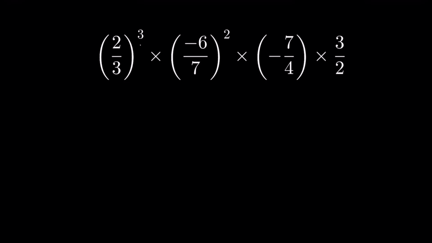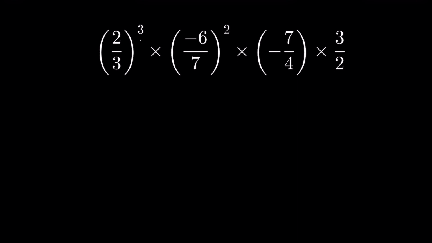Upon 3 raised to the power 3 multiplied by minus 6 upon 7 raised to the power 2 multiplied by minus 7 upon 4 multiplied by 3 upon 2. So this is the multiplication of fractions. Before we solve this question, let us understand multiplication of fractions, how it is done.